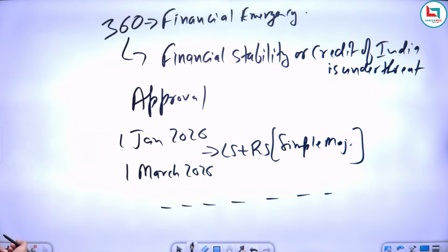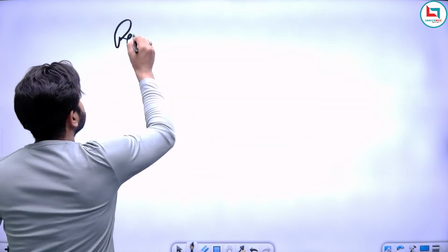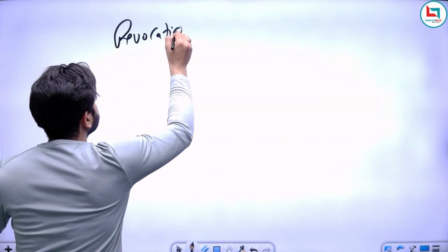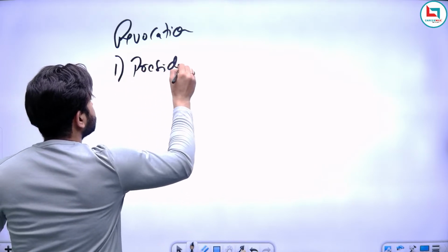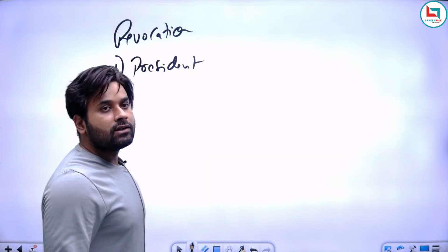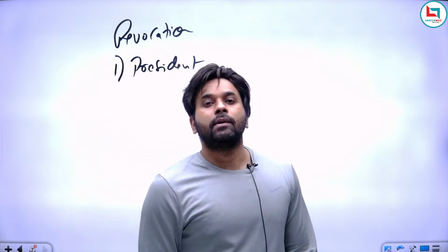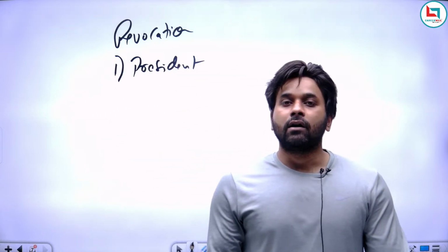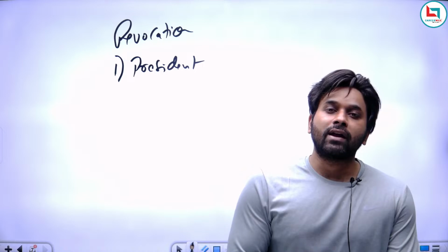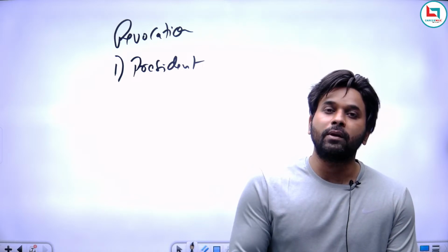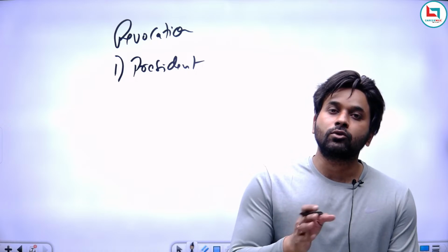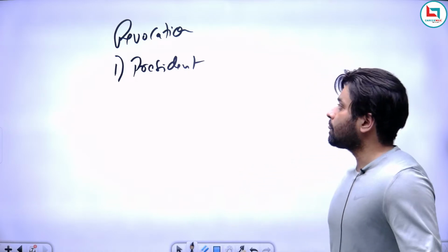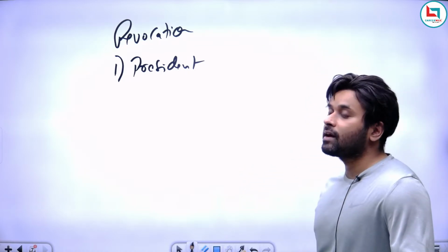Now, this is the procedure for financial emergency. And now, what about the revocation? So when it comes to the revocation of financial emergency, what will happen? The only way to revoke financial emergency is the president. So the president can revoke financial emergency at any time without parliamentary approval. And as I said, whenever I say the president can revoke financial emergency without parliamentary approval, it automatically means that the president can do this only on the recommendation of the government and not in his own discretion. Okay. So this is the procedure for revocation of financial emergency.